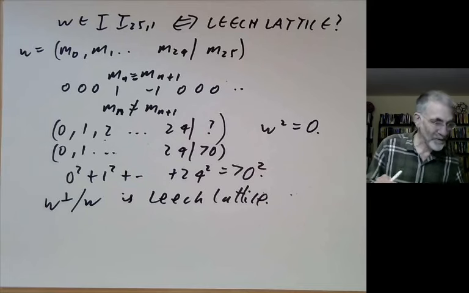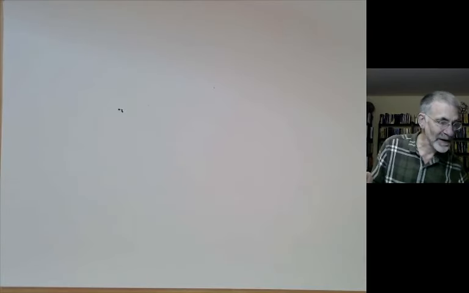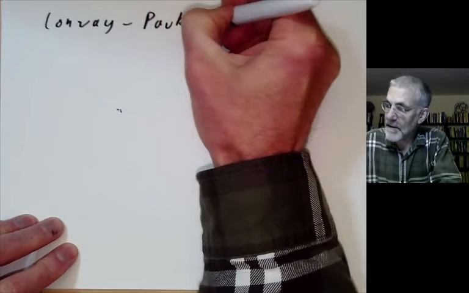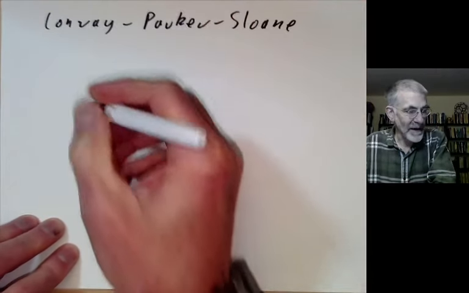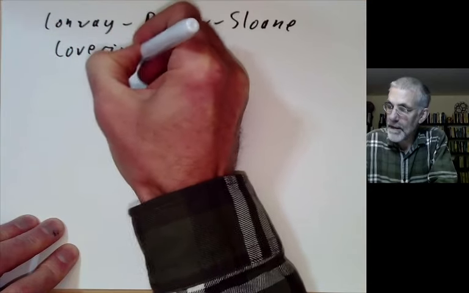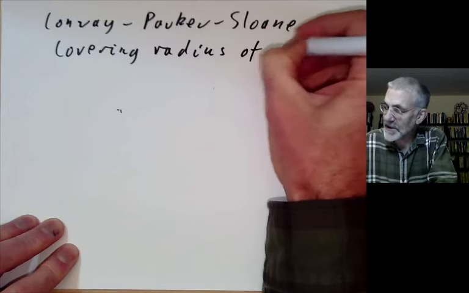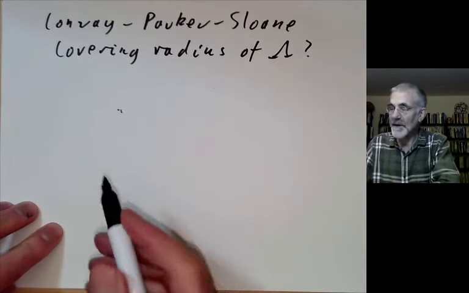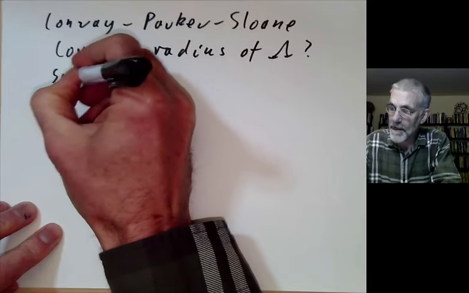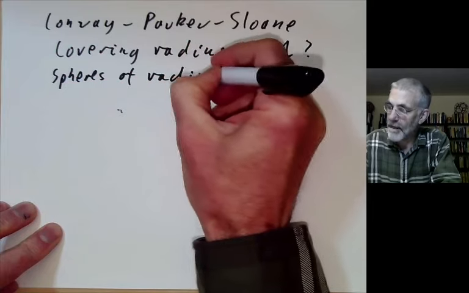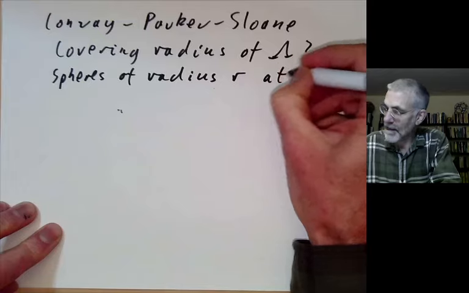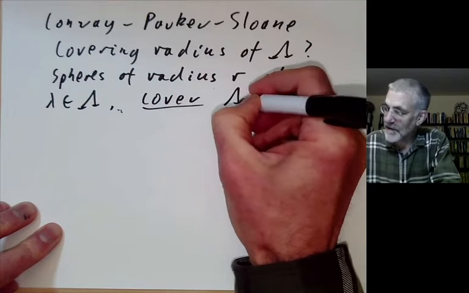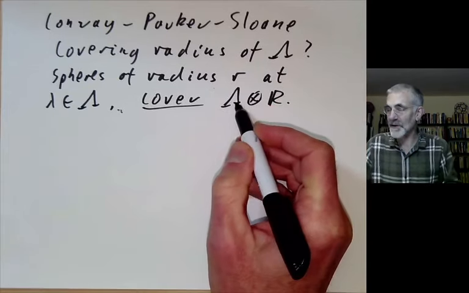Next we come on to the result by Conway, Parker and Sloane, which asks, what is the covering radius of the Leech lattice? The Leech lattice is normally denoted by a capital lambda standing for Leech. So this means what you do is you take spheres of radius r around lattice points so that they just cover the whole of the real vector space corresponding to the Leech lattice.